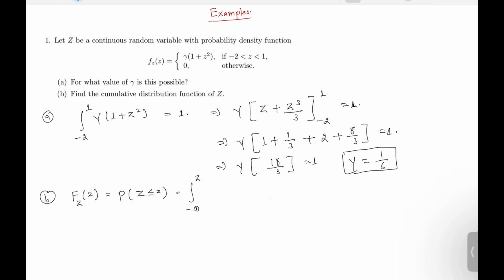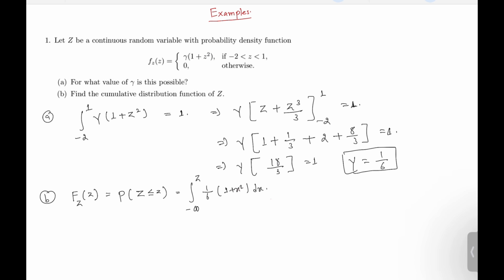So let me first write it: gamma is 1 divided by 6, and since I have already used this small z for the CDF, we can use any other dummy variable, let's say x. So 1 plus x squared dx, right? I hope there is no confusion about why I have written x here instead of this small z.